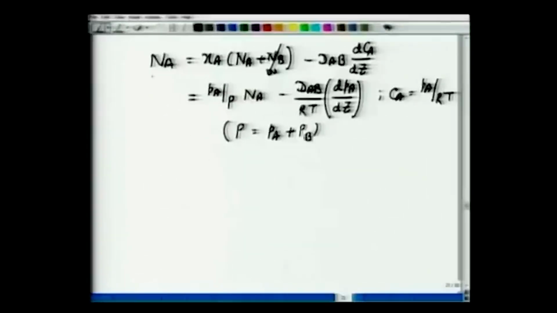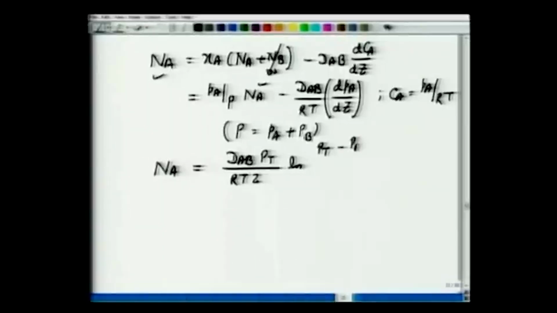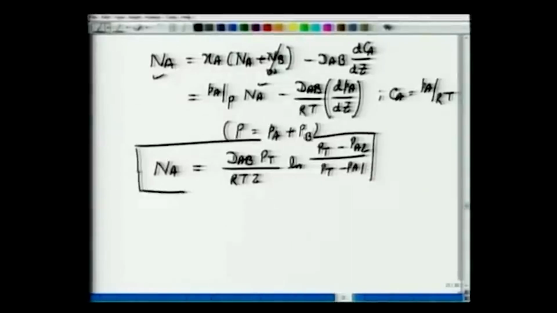But since it is steady state, Na does not change with time, nor does Na change along the direction of Z. There is no chemical reaction here. So we can easily integrate this equation, which is independent of Z, to obtain Na equal to DAB Pt over RTZ ln of (Pt minus Pa2) over (Pt minus Pa1). So in case 2, when B is stagnant, we have obtained a relation for the diffusion flux Na in terms of known quantities: the partial pressure of A at 1 and 2 and the diffusion length.